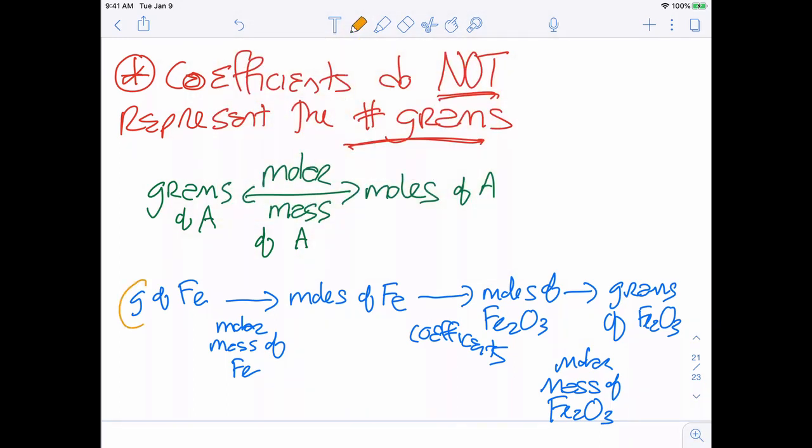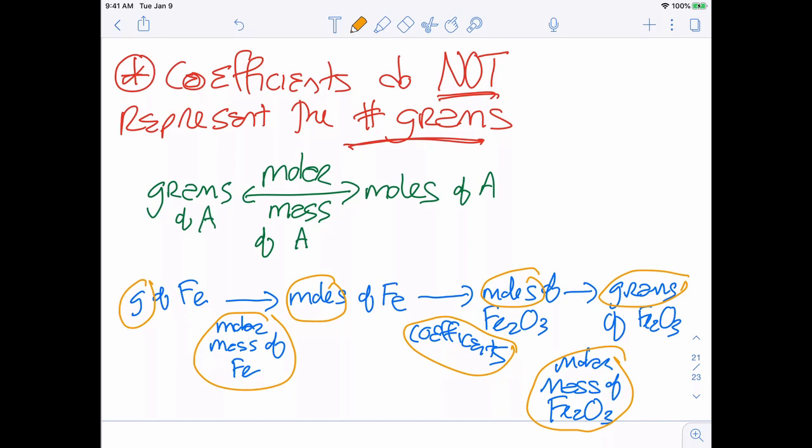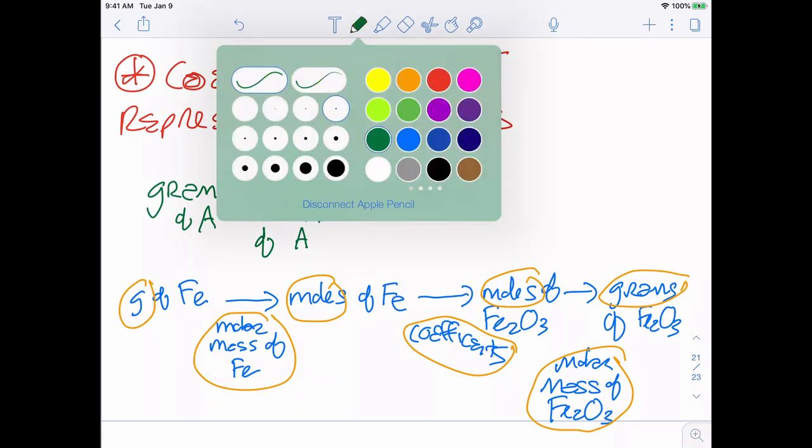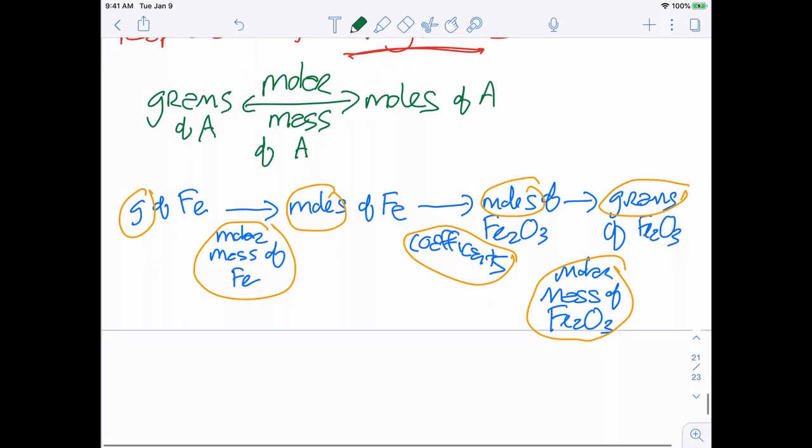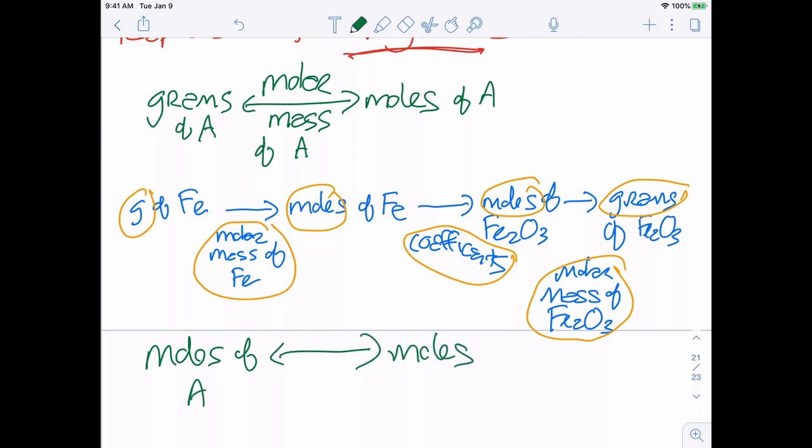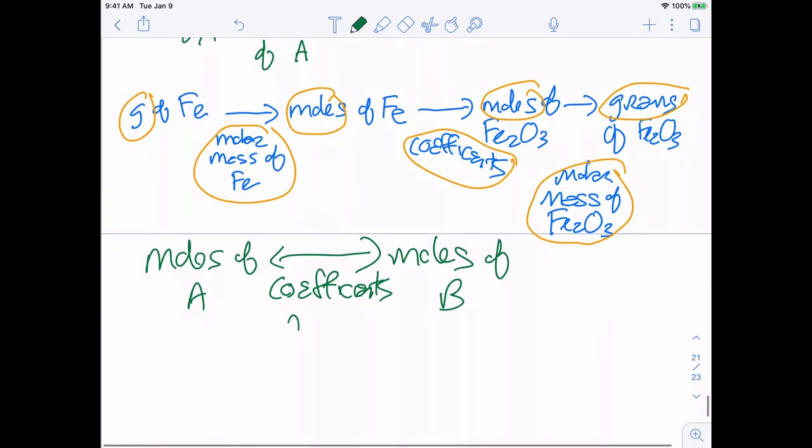So grams to moles using our molar mass, and then moles to moles using my coefficients, and then moles to grams of my new substance using the molar mass of that new substance. So every time we go between grams and moles, we're using that molar mass. Every time we go between moles of one substance, so moles of A to moles of B, we're going to use those coefficients, in our balanced equation, of course.